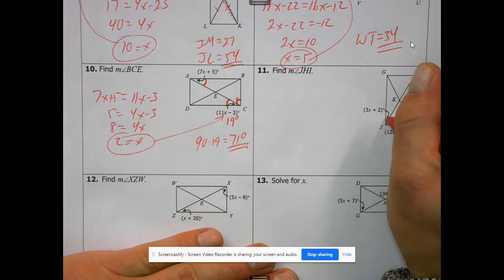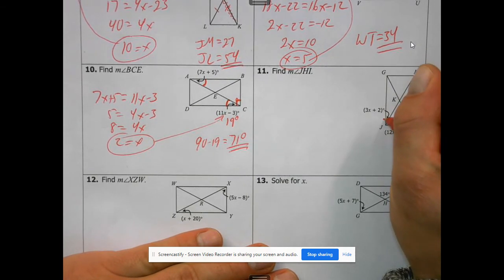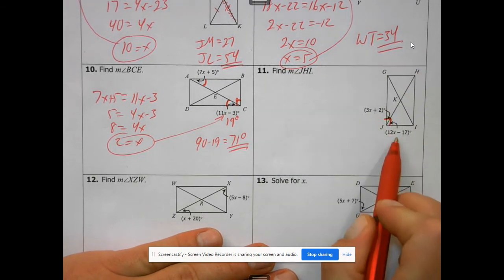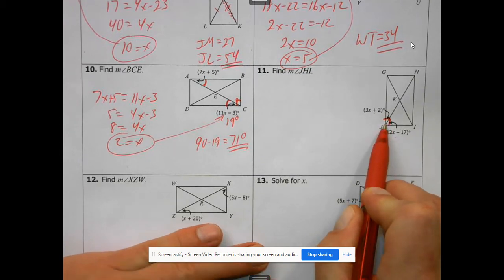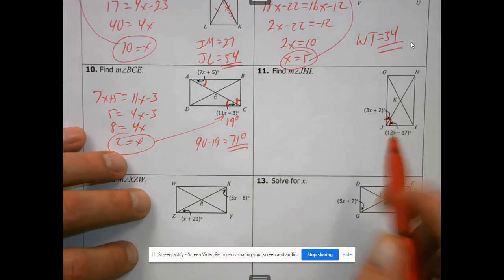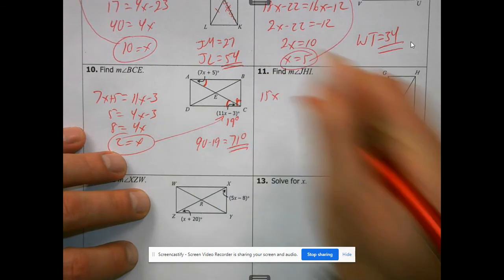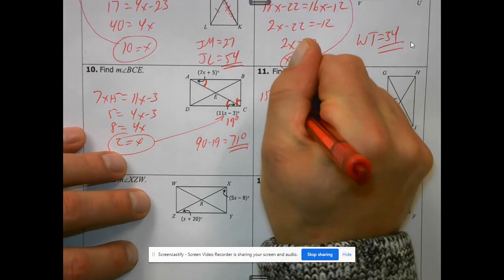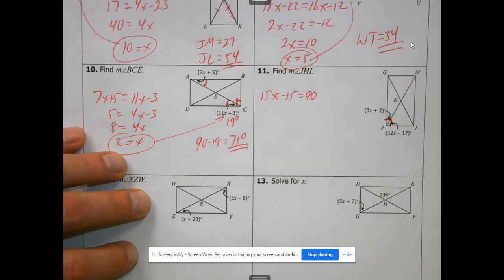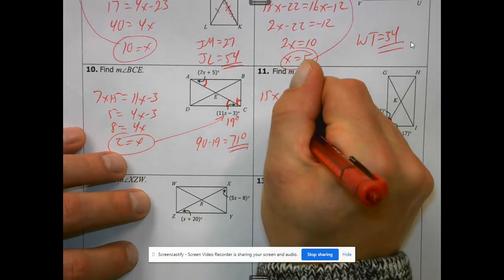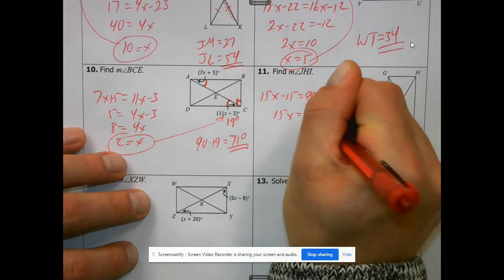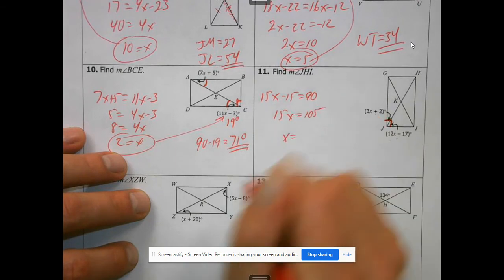Number 11, I know this corner adds up to 90. I'm going to take this plus this and set it equal to 90. So combine like terms. 3x, 12x, 15x. 2 and negative 17 is negative 15 equals 90. Add the 15 over. Divide by 15 gives me 7.